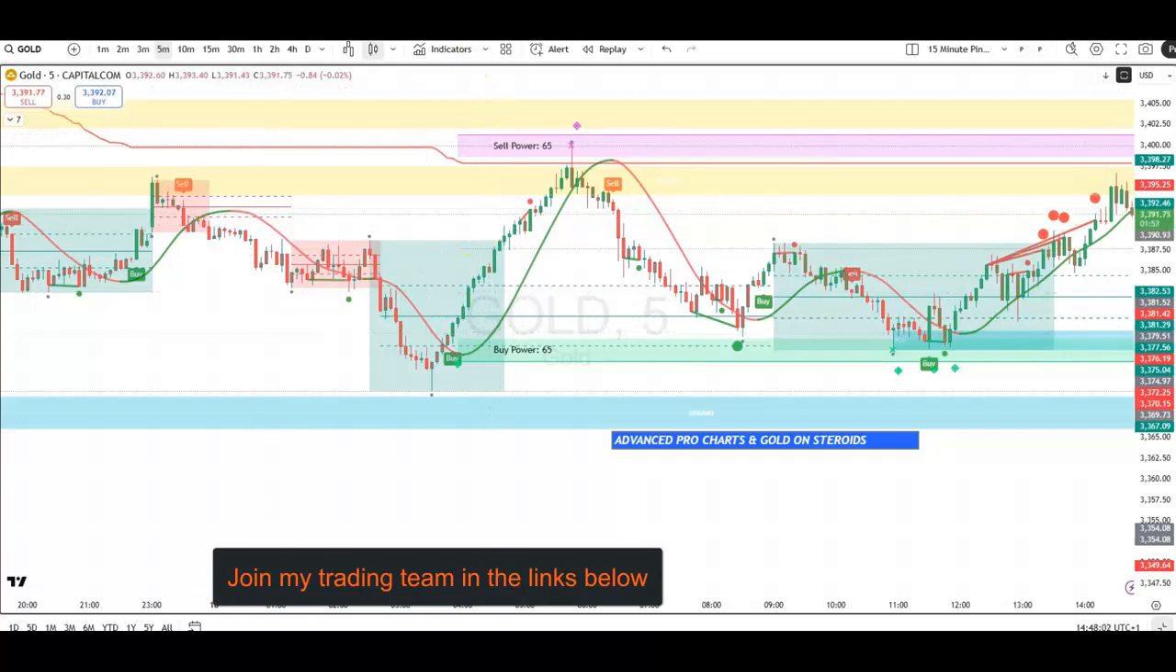So the first thing that we encounter is this line here, which is the 50 MA, 50 moving average. Whenever the price moves above the 50 or below the 50, that is either a buy or a sell. Simple as that. The trading rules I want to go over with you.